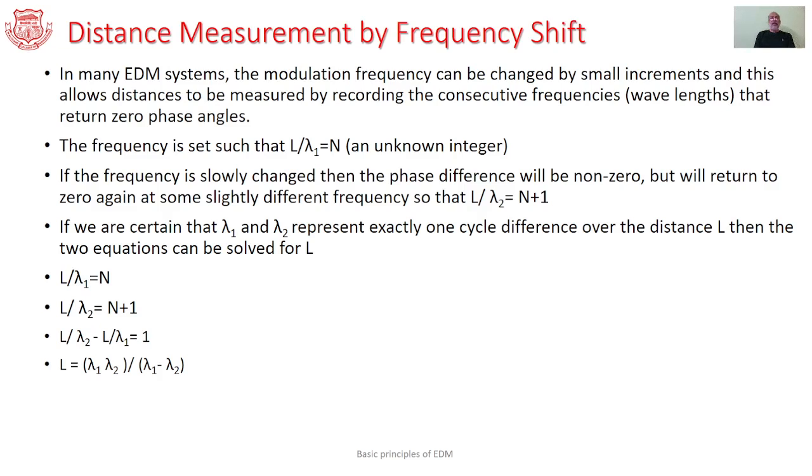If we are very much certain that lambda 1 and lambda 2 represent exactly one cycle difference over the distance capital L, then the two equations can be solved for L. So we have L by lambda 1 is equal to n initially. After changing that particular frequency slowly, we will be getting the expression L by lambda 2 is equal to n plus 1. Hence, L by lambda 2 minus L by lambda 1 has to be 1. So as we solve for L, based on the wavelengths, we will be able to determine the distance. Here, the accuracy of L solely depends on the difference in the two wavelengths being employed.